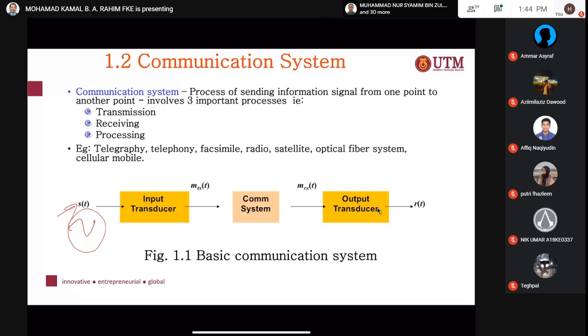The transmitter consists of transducer, modulation, amplifier, and so on. All of that can be considered as a transmitter. So this is your transmitter. I put TX here, and you have the output here, RX, receiver. So this is the medium of transmission, or the channel.